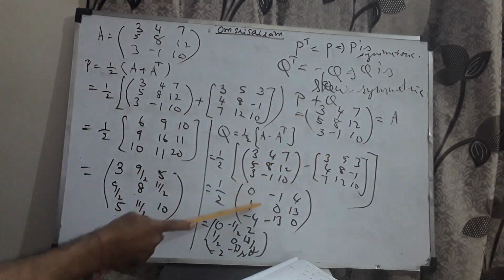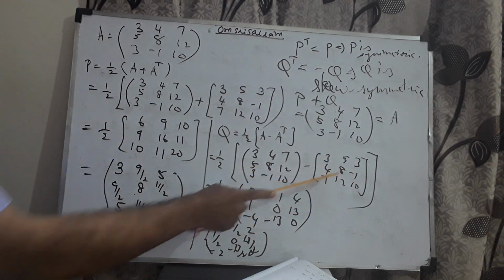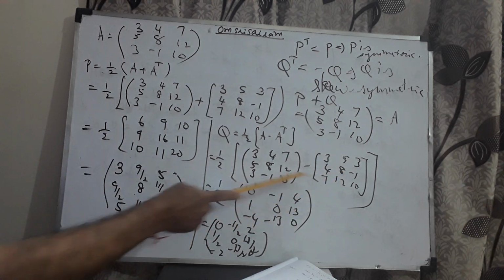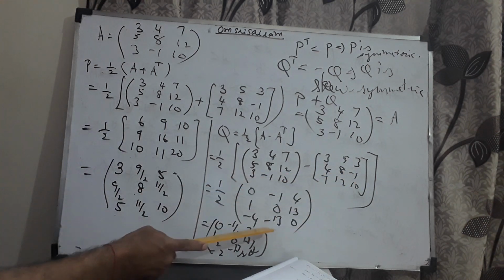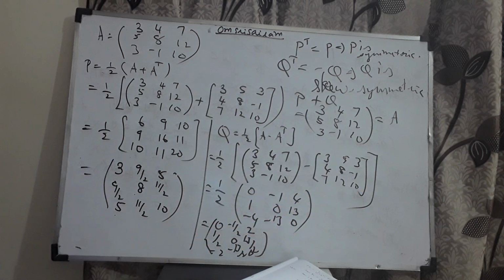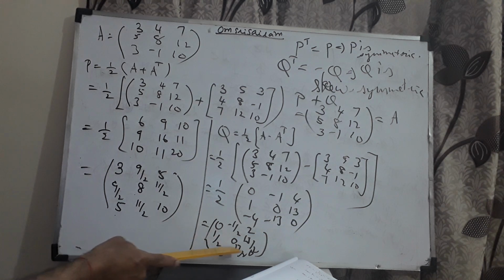3 minus 3 is 0, 4 minus 5 is minus 1, 7 minus 3 is 4, 5 minus 4 is 1, 8 minus 8 is 0, 12 plus 1 is 13, 3 minus 7 is minus 4, minus 1 minus 12 is minus 13, 10 minus 10 is 0. Division by 2 gives you 0, minus 1 by 2, 2, half 0, 13 by 2, minus 2, minus 13 by 2, 0.